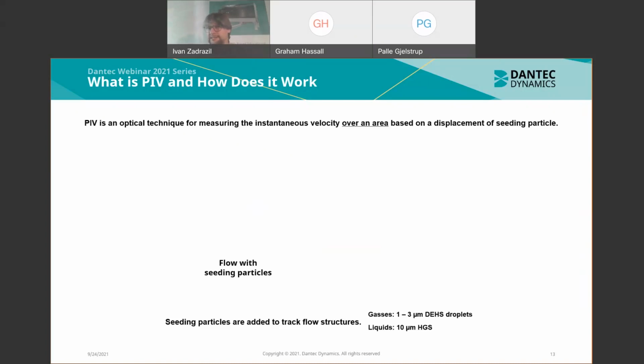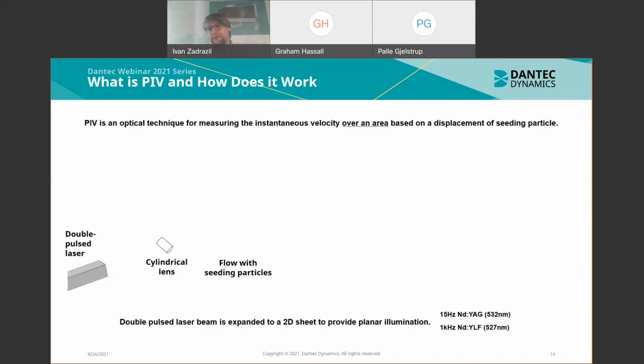These can typically be, in gases, droplets, for example 1 to 3 micron DEHS droplets, or in liquids these are solid particles, for example 10 micron hollow glass spheres. However, we still cannot see them. So what we need to add is some kind of illumination.